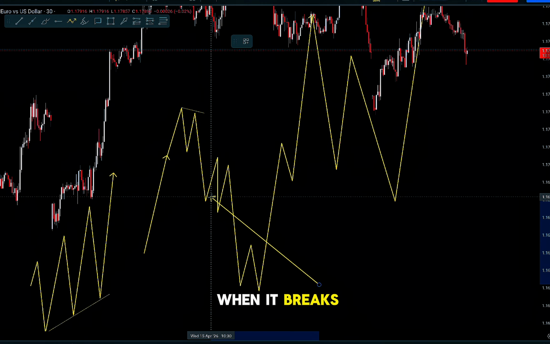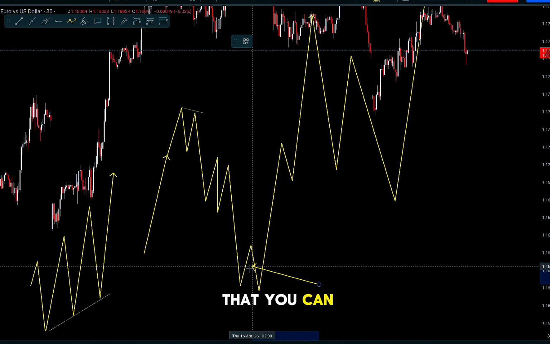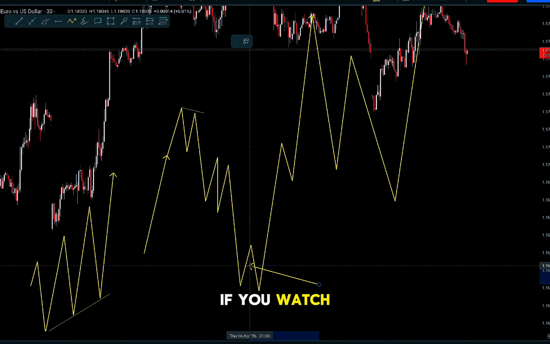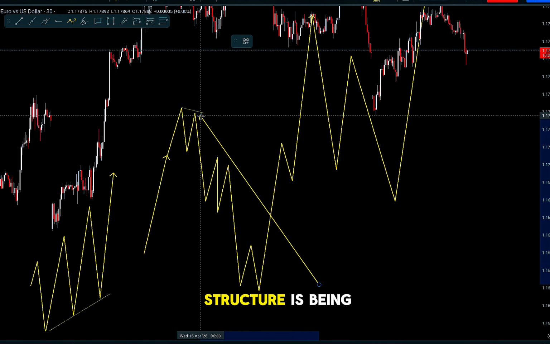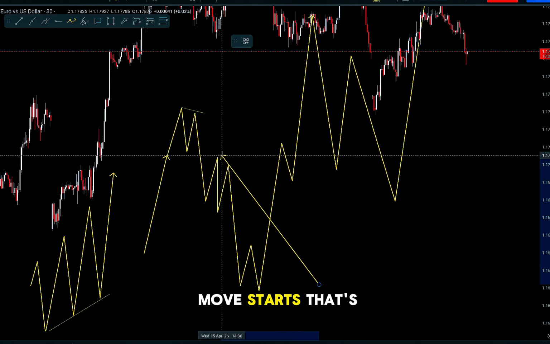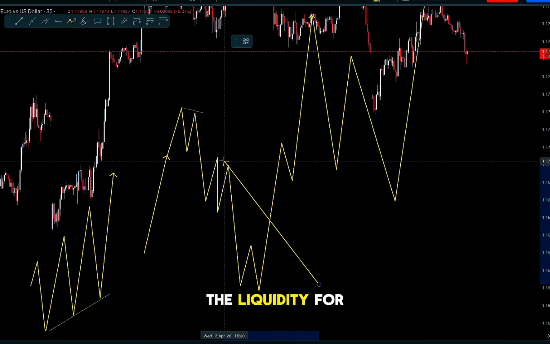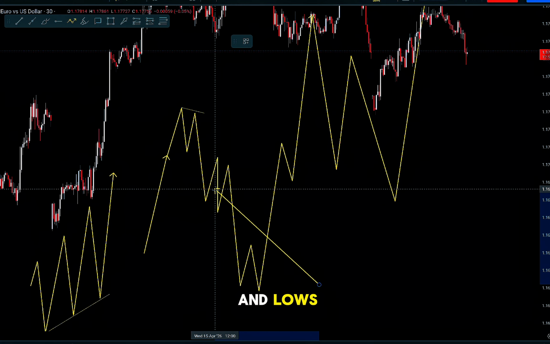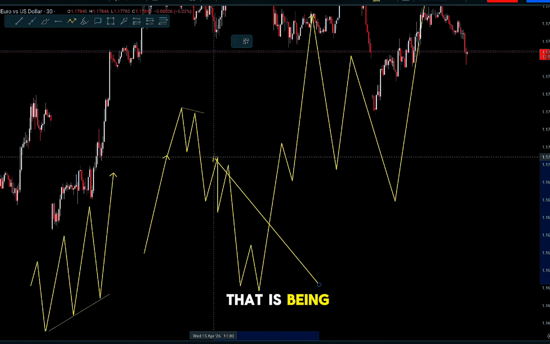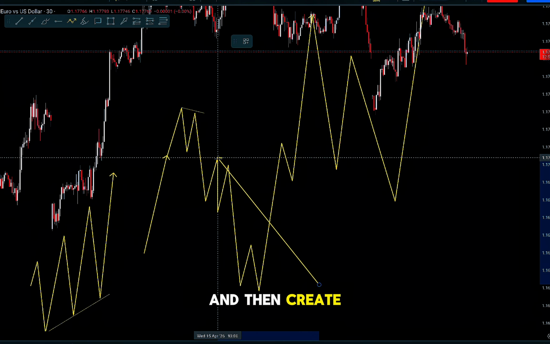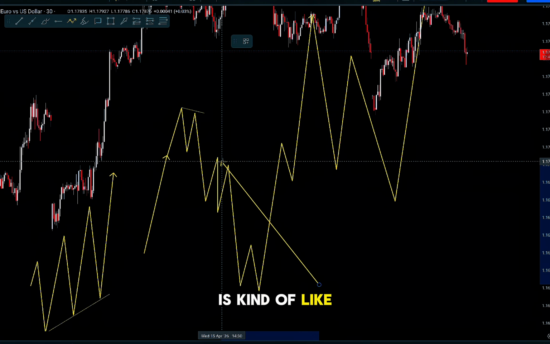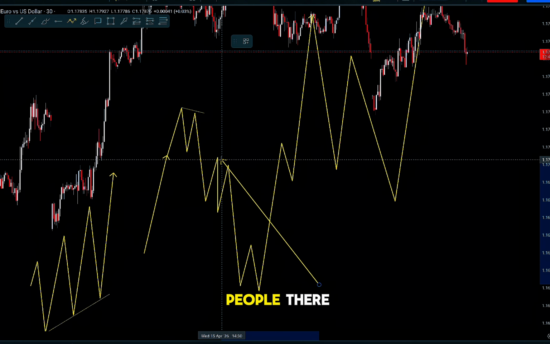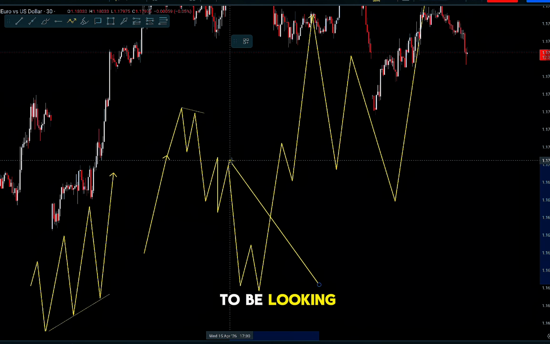Also, when it breaks, I have setups that you can use to determine it, and also the structure I taught before. If you watch those videos, you will understand. But when the structure is being created and then the move starts, that's when it starts to drop the liquidity for people to trade and follow. Then it drops these equal highs and lows, because this low that is being created first and then creates this high is kind of like the first or maybe the second move, and they want to trap most people there. And that's the location you have to be looking at.